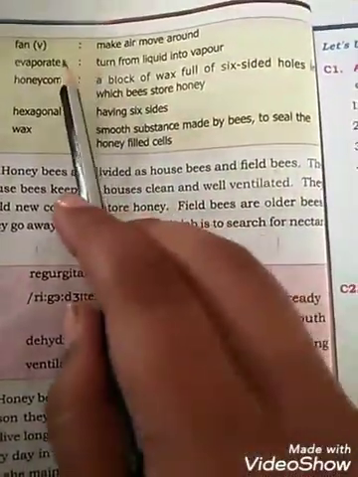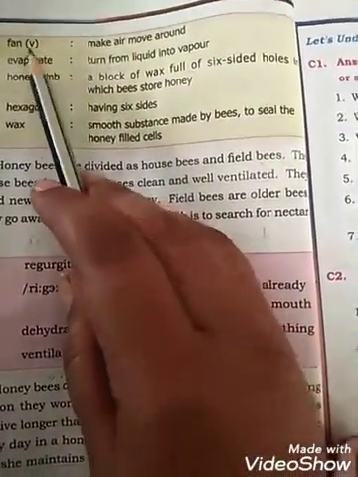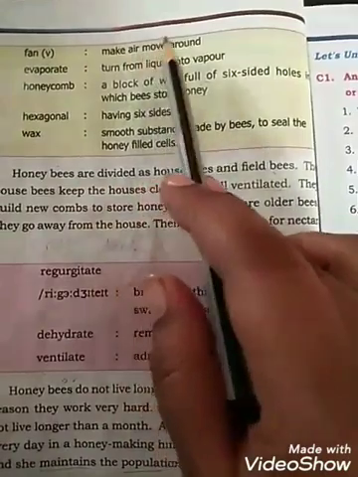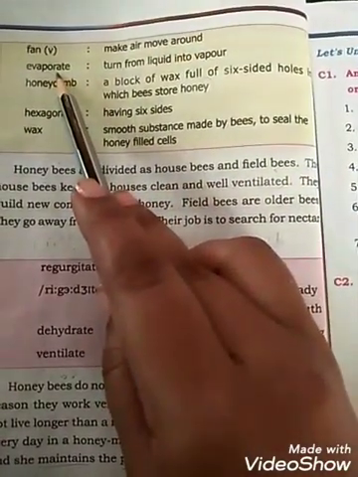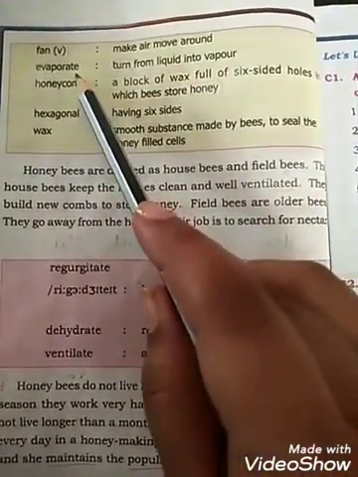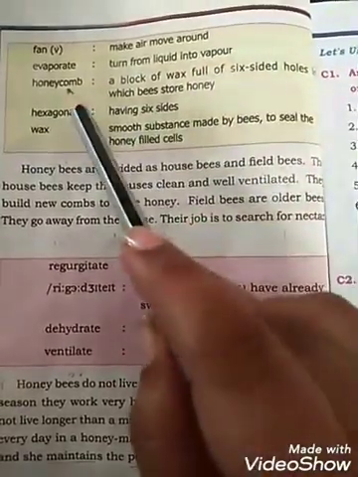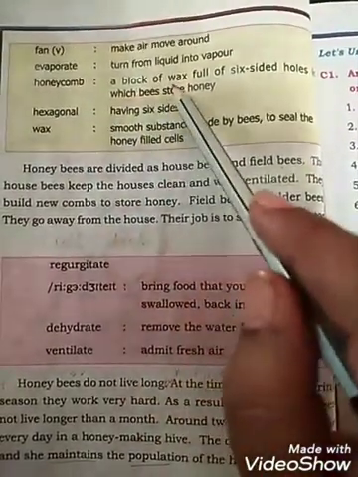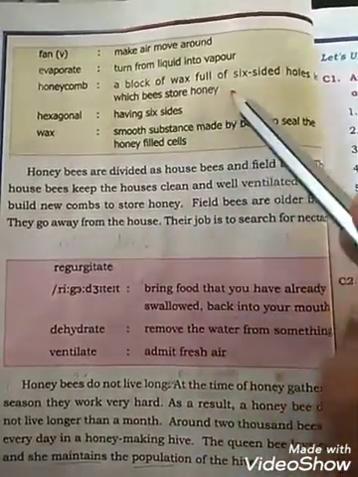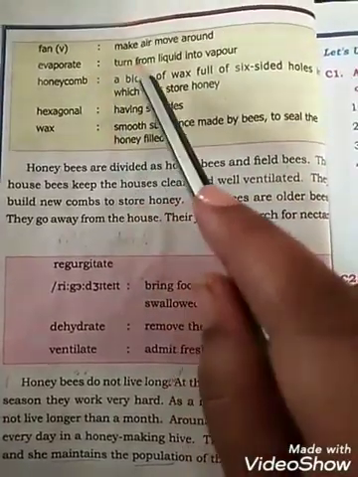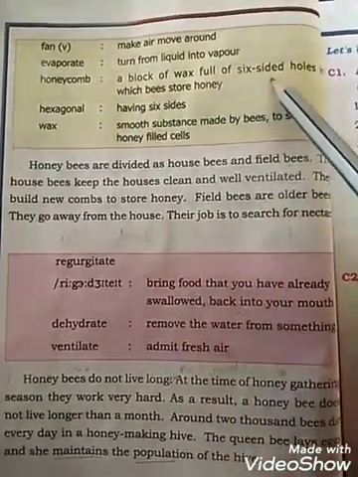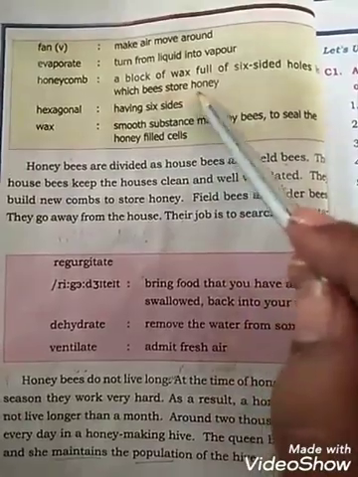So here are some more keywords. That is glossary. Fan, make air move around. Second one is evaporate, turn from liquid into vapor. Honeycomb, a block of wax full of six-sided holes in which bees store honey. So evaporate is nothing but turn from liquid into vapor, and honeycomb is a block of wax full of six-sided holes in which bees store honey.